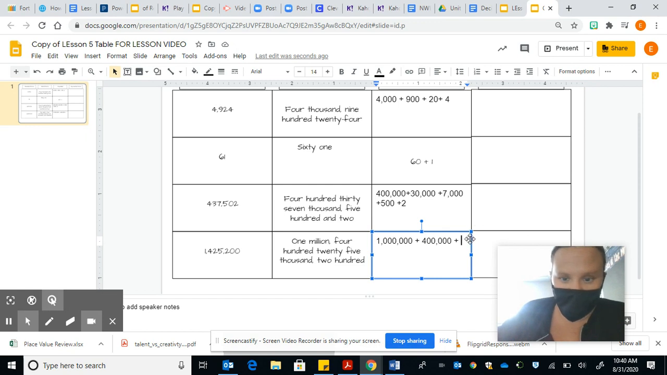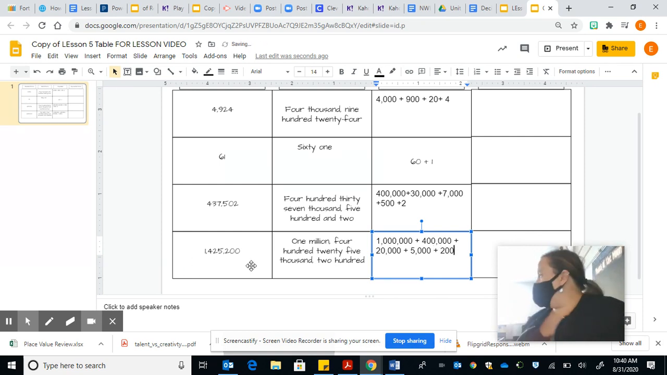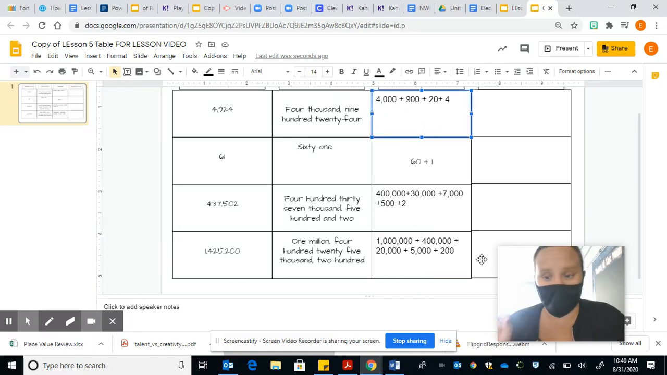So then the value of the 2, 20,000. See if I can get that right. There we go. The value of the 5 is in the place value 1,000, so it's 5,000. The value of the 2, it's in the hundreds place, so it's 200. And then do we have to keep adding 0, or can we just stop? Yeah, you got it, where you can just stop. So here's the expanded form. This is where we're going to stop today.